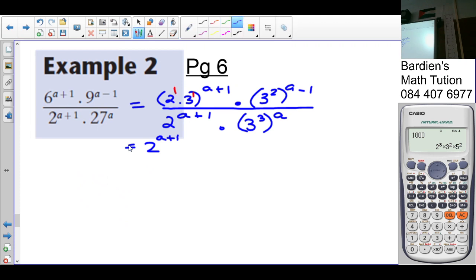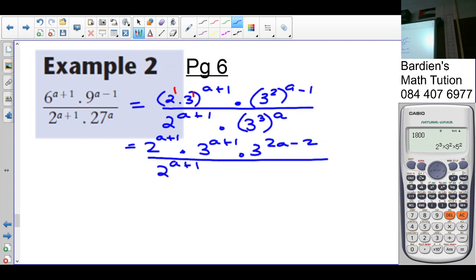There's a 1 on the 2 and there's a 1 on the 2. Okay? So it's going to be times 3 to the exponent A plus 1, times what? 3 to the exponent 2A minus 2, over 2 to the exponent A plus 1 times 3 to the exponent 3.